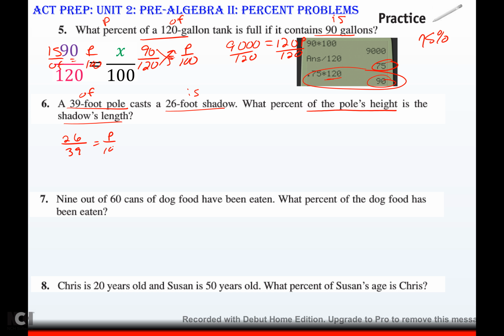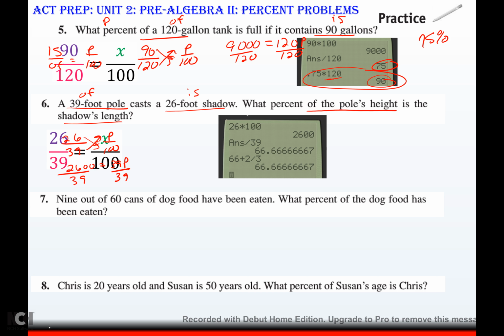equals P over 100. That's going to be 26 times 100 is 2600 equals 39P. So to solve, I'm going to divide by 39. And I get 66 and 2/3. Okay, so my percent is 66.6 repeating percent. You could also say it's 66 and 2/3%.